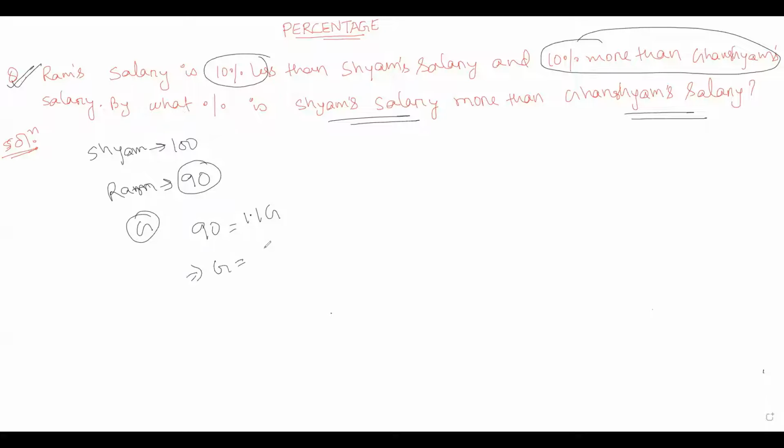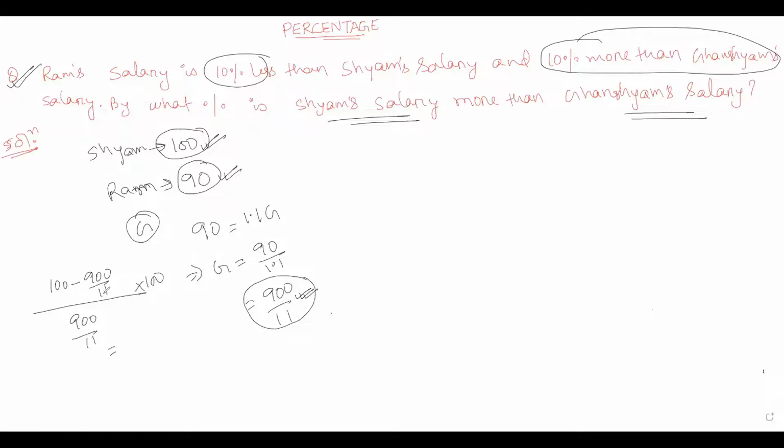So this G can be written as 90 upon 1.1. So this would be 900 upon 11. So if Shyam's salary is 100, then Ram's salary would be 90 and Ghanshyam's salary would be 900 upon 11. Now we need to find how much Shyam's salary, that is 100, is more than Ghanshyam's salary. So by what percentage is 100 more than 900 upon 11? We know how to find the percentage increase. So this would be (100 minus 900 upon 11) upon 900 upon 11, times 100.